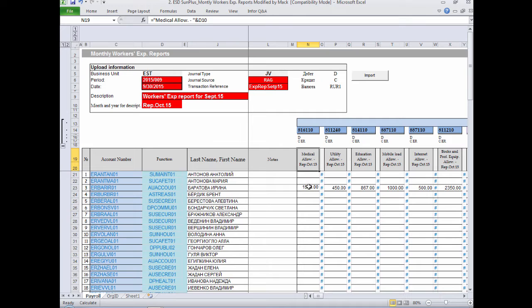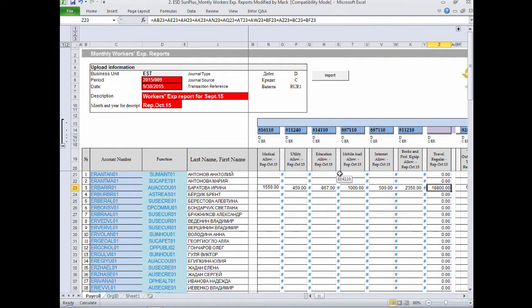So the worker turns in a report with their medical allowance there and their utility allowance there, education allowance there, and their mobile phone allowance there, an internet allowance there, and books and professional equipment there. And so what will happen is that it's going to take and record this entry by debiting this expense account and crediting the employee's account, and debiting this account and crediting the employee's account. Each row is making each of those entries.